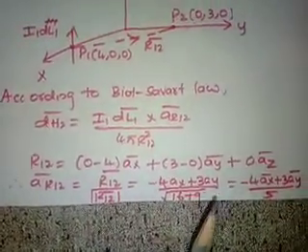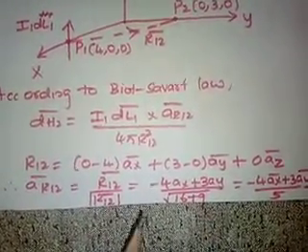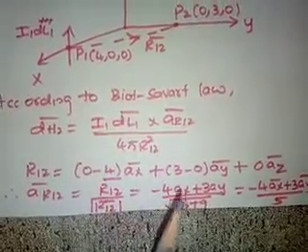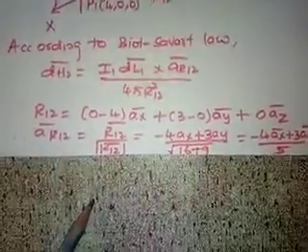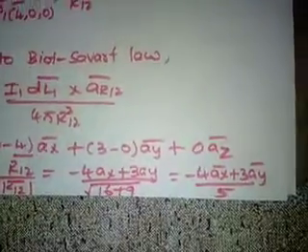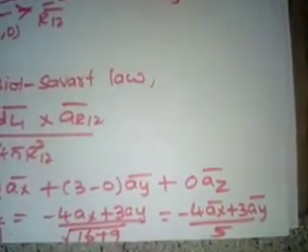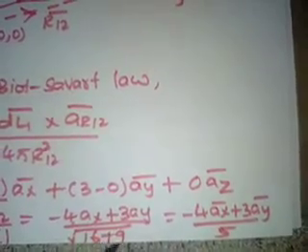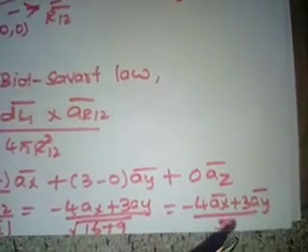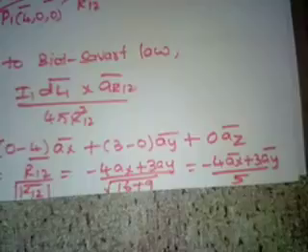The vector is minus 4 AX plus 3 AY, divided by its magnitude, which is the square root of minus 4 square plus 3 square. That is the square root of 16 plus 9, which is the square root of 25, which is 5. So AR12 is minus 4 AX bar plus 3 AY bar divided by 5.